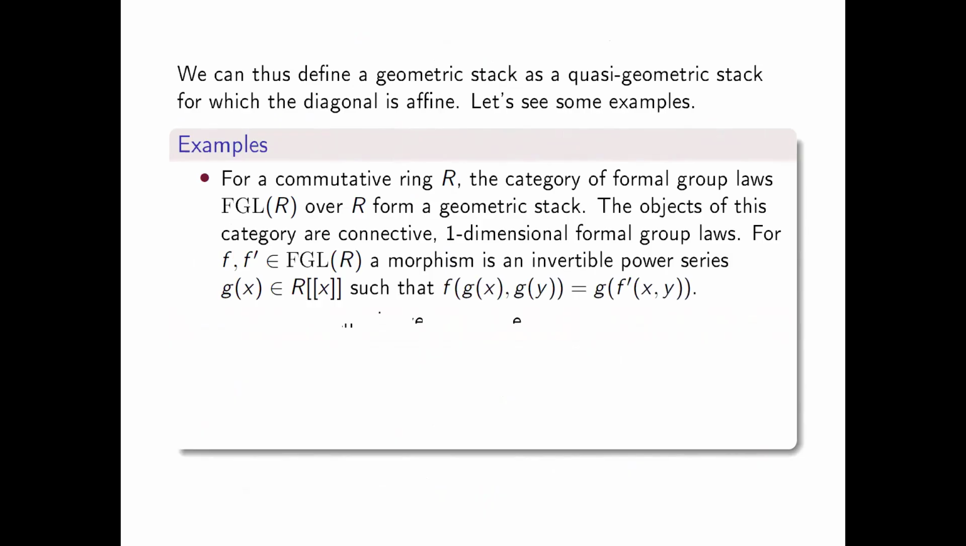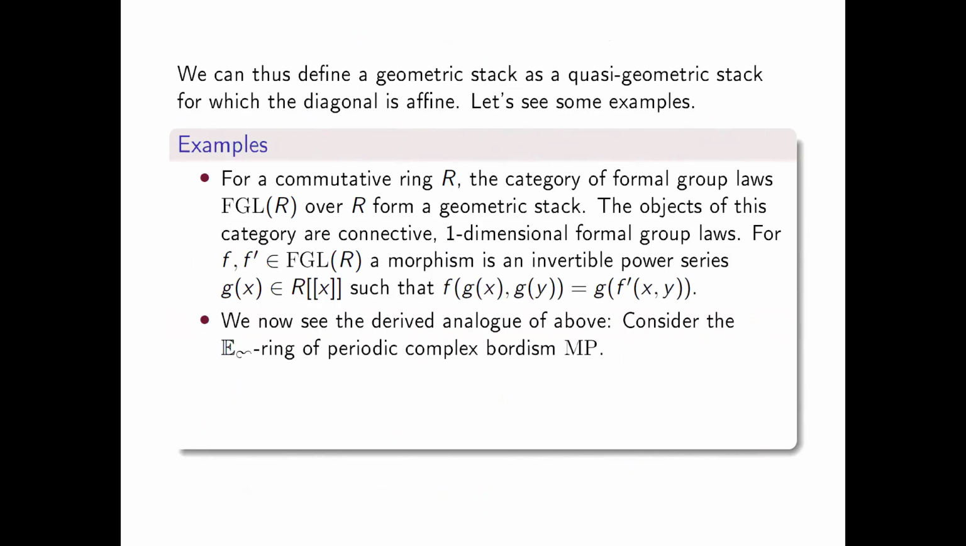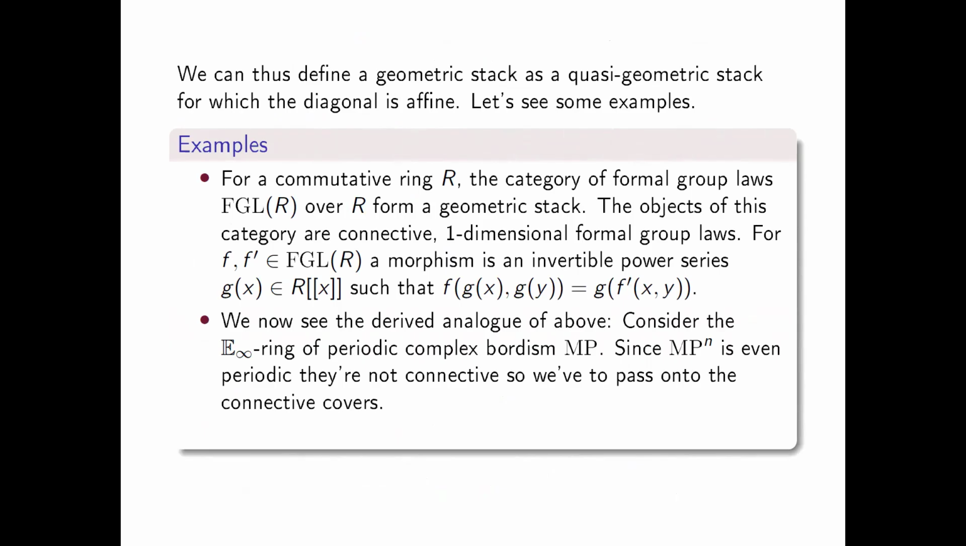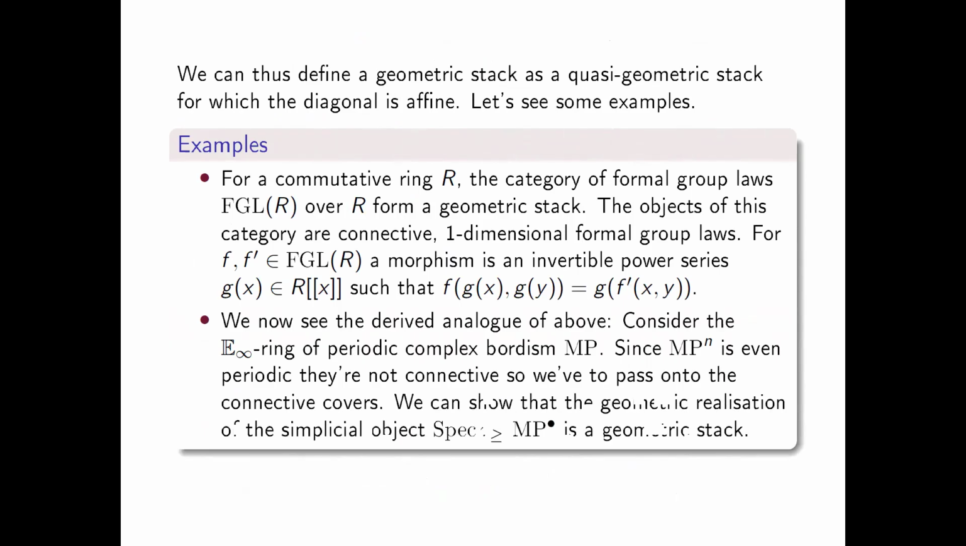So first, I start off by saying that you start with the complex periodic complex bordism MP, and since this MP is even periodic, you're not getting connective. So what you do is you pass on to the connective covers. That's the trick. Then you basically get a simplicial object by passing to the connective cover, and you take the geometric realization. That will give you a derived version of the geometric stack of FGLs.